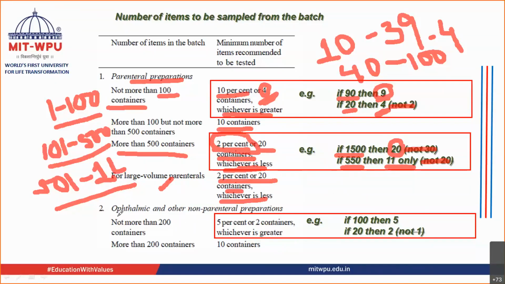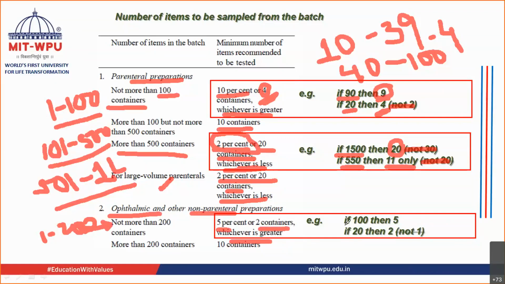If it is an ophthalmic product, ophthalmic products also are required to be sterile in nature, or some other non-parenteral ophthalmic product, any other non-parenteral preparation which you want to be sterile in nature, in that case, if the number of containers is not more than 200, so it is between 1 to 200 containers, then how much are you going to take? You are going to take 5% of containers or 2 containers, whichever is greater.